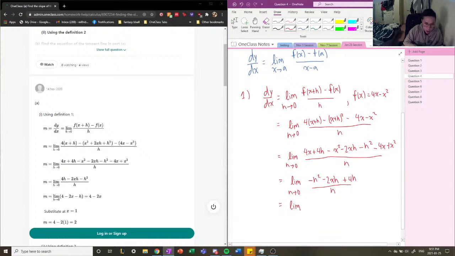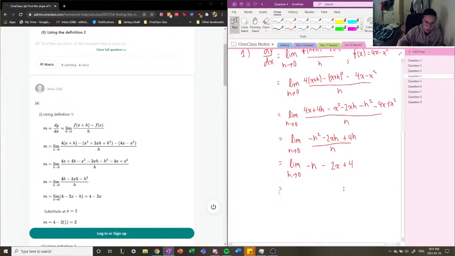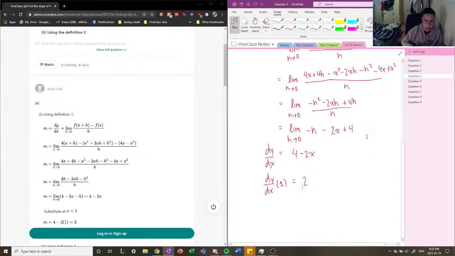And we get the limit as h approaches 0 of negative h minus 2x plus 4. Now we're going to sub in 0 for h as h approaches 0, and all we're left with is 4 minus 2x. So this is dy over dx. And we want to calculate the slope at point x equals 1. So dy over dx at 1 is equal to 2. Okay, so that's the slope of the tangent line.